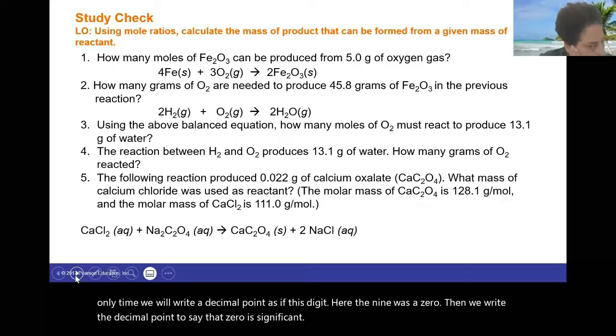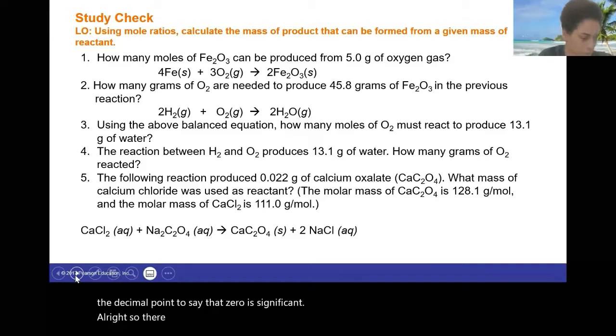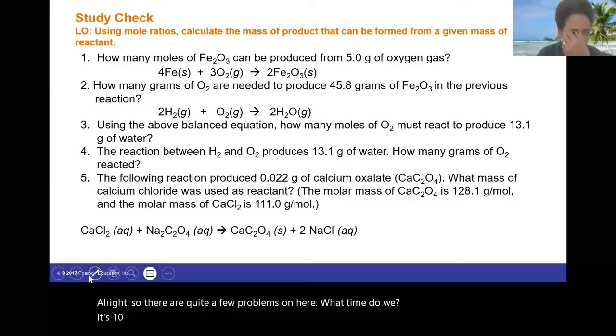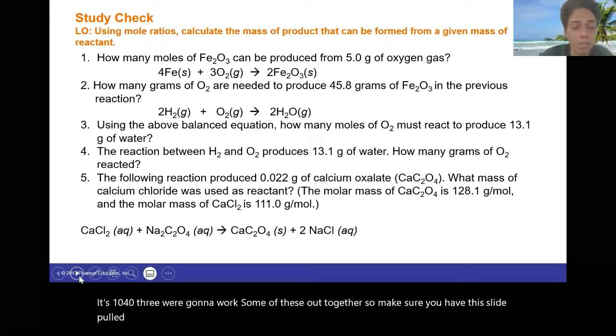All right, so there are quite a few problems on here. What time do we have? It's 10:43. We're gonna work some of these out together. So make sure you have this slide pulled up, and I'm gonna go on to another slide to do all the math, okay?